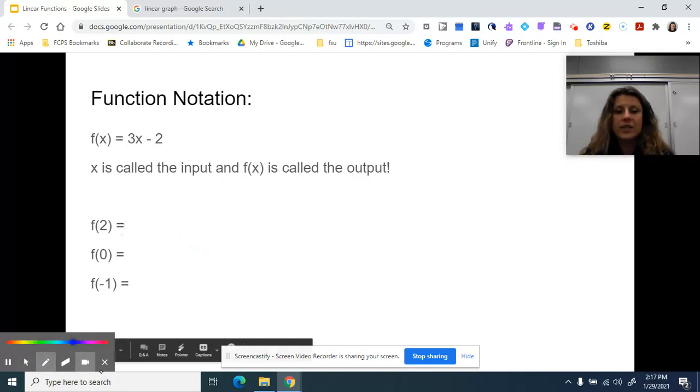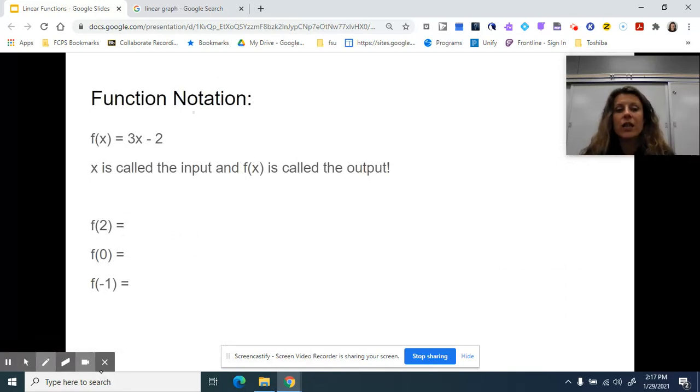Okay, we also could see something called function notation. This is just another way to write a linear function. So instead of saying y equals 3x minus 2, you could see f of x equals 3x minus 2. These two equations are actually equivalent. There's no difference between them.